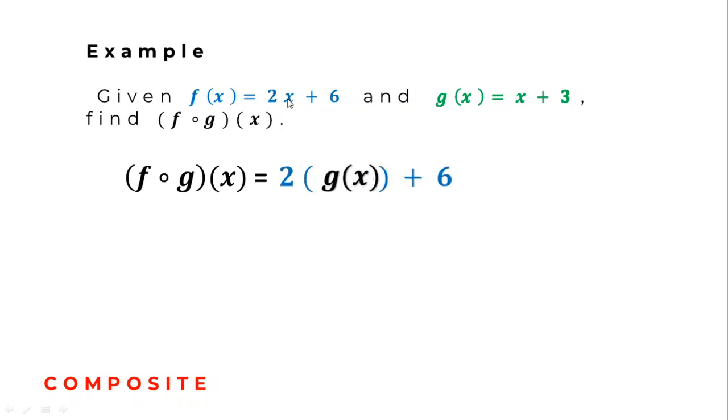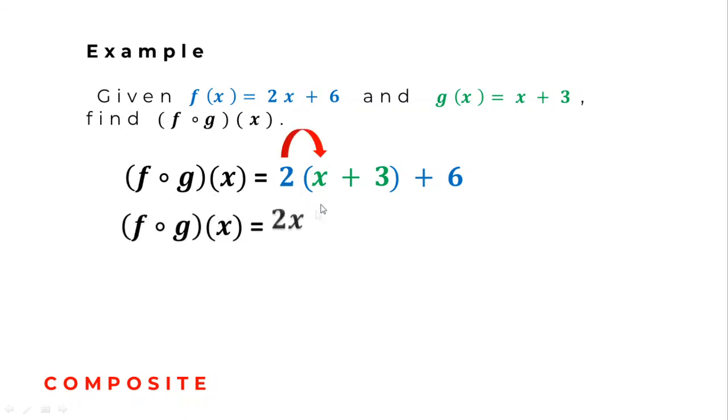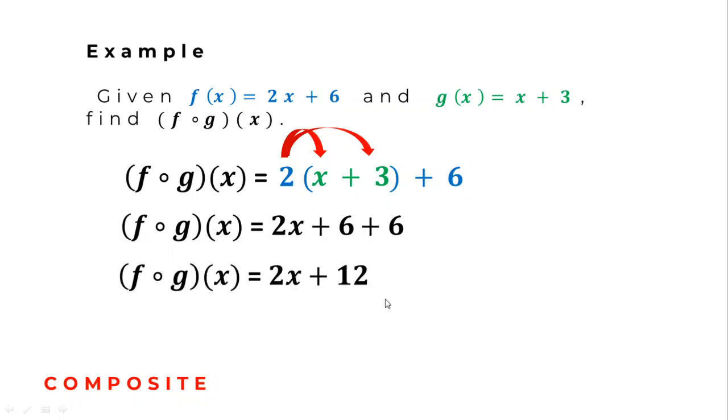Ayan. Yung 2x, magiging 2 times g of x plus 6. And ano nga ba yung g of x natin? Ang g of x natin is x plus 3. So magiging x plus 3. And then we're going to distribute. 2 times x is equal to 2x plus 2 times 3 is equal to 6. So 2x plus 6 and then copy plus 6. So our answer is 2x plus 12.